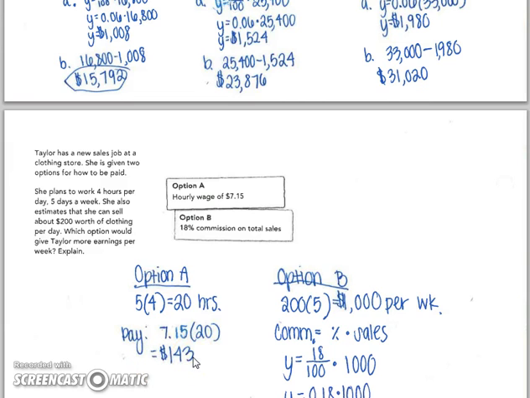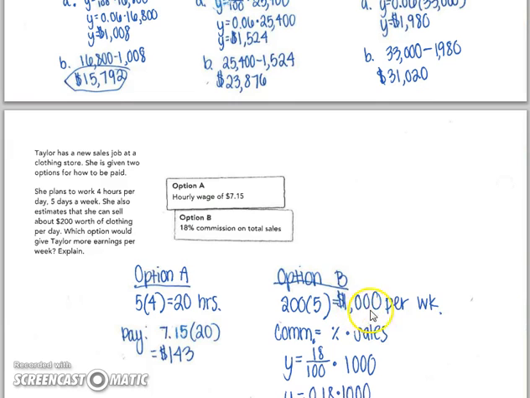Now with the second option, she's making 18% commission. What they tell us in this example is that she thinks she can sell $200 worth of clothing per day, 5 days a week. So the first thing we need to do is figure out how much she's going to sell over the course of a week, since we know how much she sells per day. So if she sells $200 per day for 5 days a week, 200 times 5 gives us a total of $1,000 per week that she sells. But that's not what she earns.